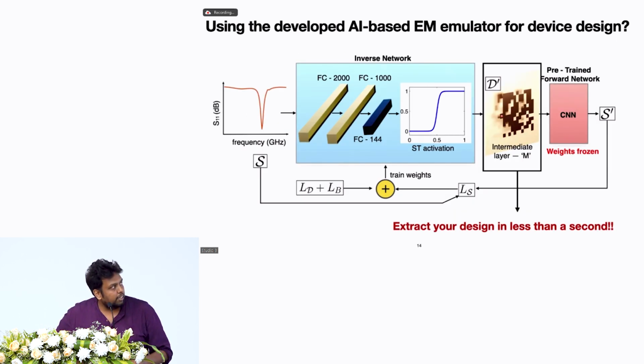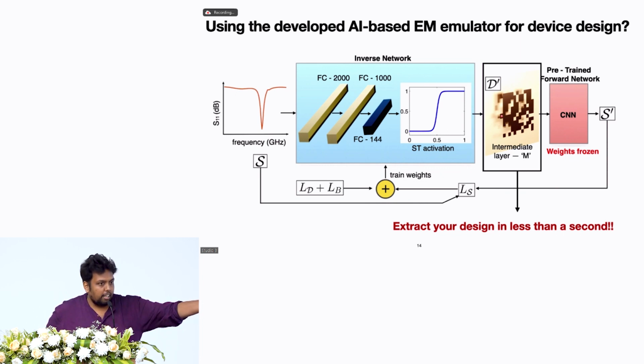So this is the AI-based EM emulator that we have developed for designing the device. You can see that at the input, it is the spectrum that we want. There are a few fully connected layers, and there we have developed the activation function, which is novel because usually in AI architecture we don't do binary optimization because of backpropagation. We need to take gradients, and the activation function should be differentiable. Otherwise, you won't be able to learn the network parameters. So we have developed this ST activation function, and if you train this network well, you can extract your design in less than a second.